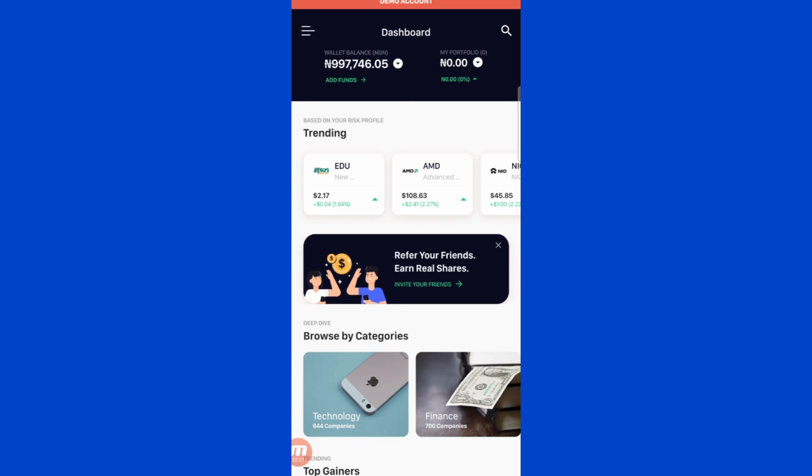That's pretty much it on using the Trove stock trading app. And right now you know how to buy stocks using the Trove stock trading app. You know how to fund, you know how to navigate your way on the app to do things that are pretty much important. So that's pretty much it on this app review.